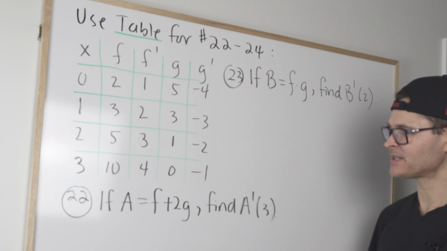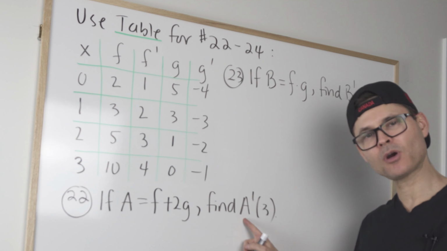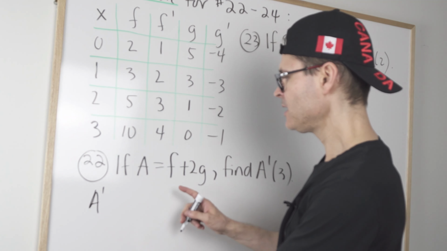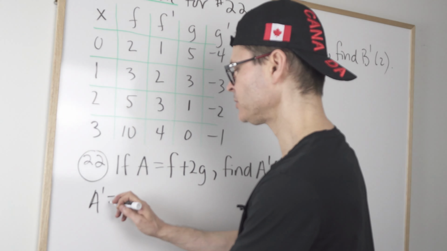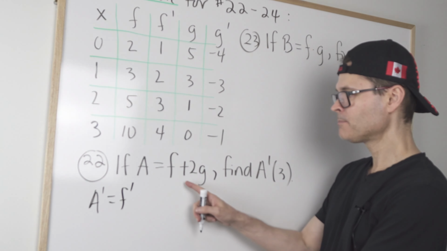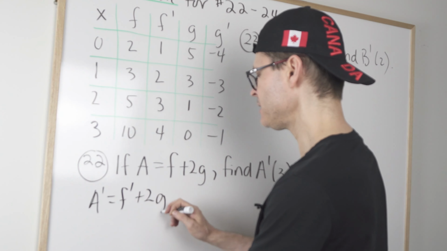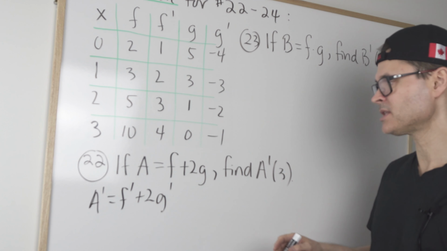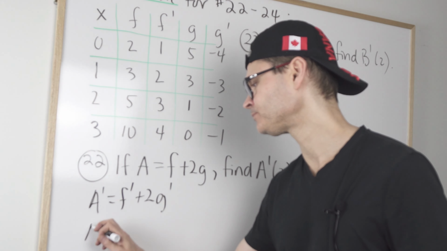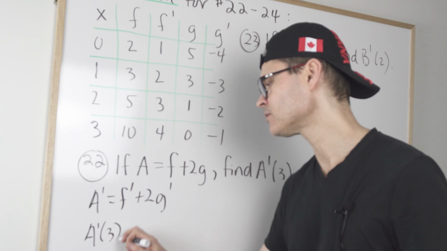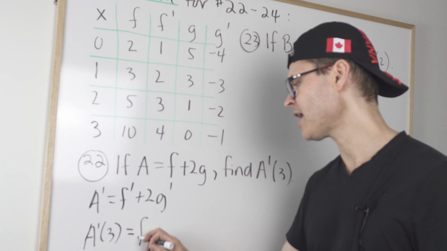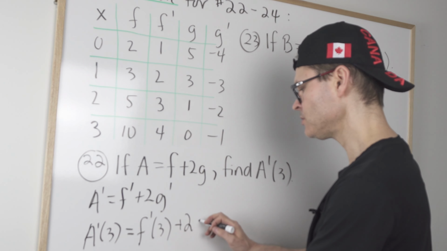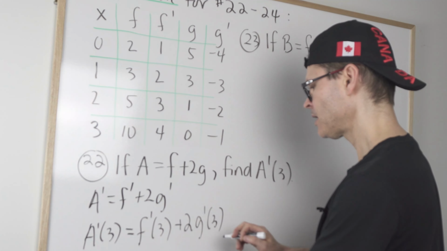Okay, so let's start with this. It says, what's a prime of 3? Well, a prime, or the first derivative of a, is going to be the derivative of f, since it's equal to that, plus 2 times the derivative of g. And so I can think about it in terms of the input 3. So that means that a prime at 3 is going to be equal to f prime at 3, plus 2 times g prime at 3.